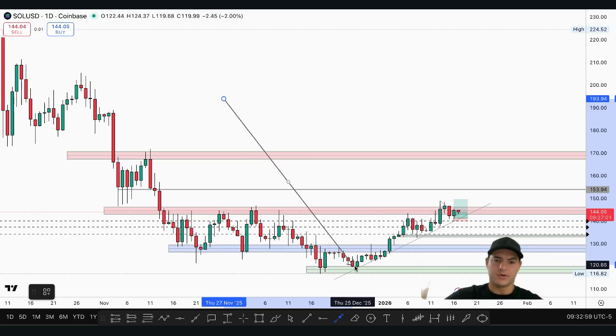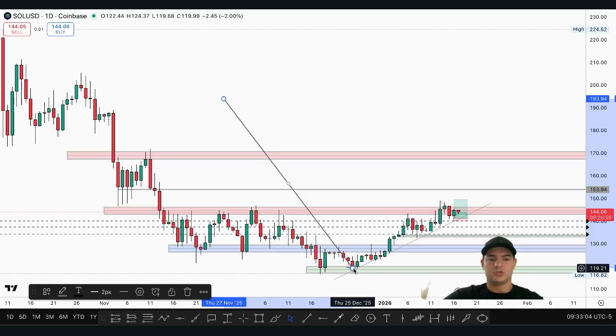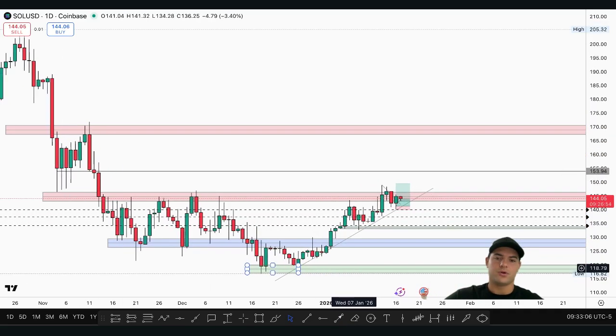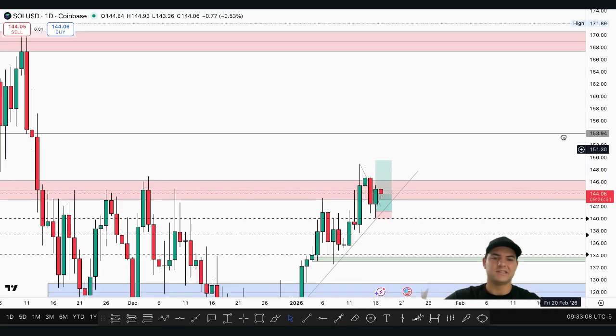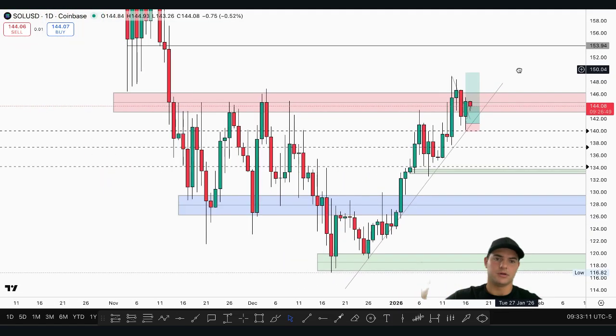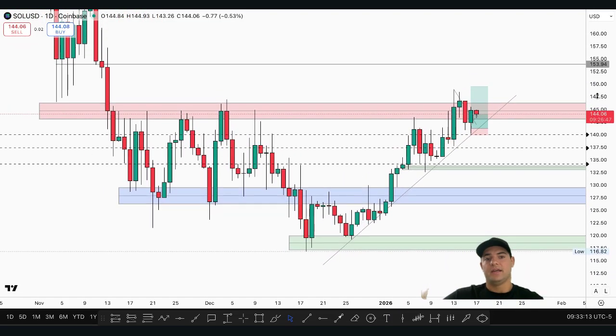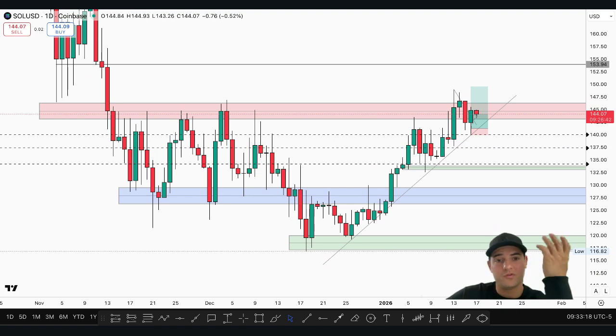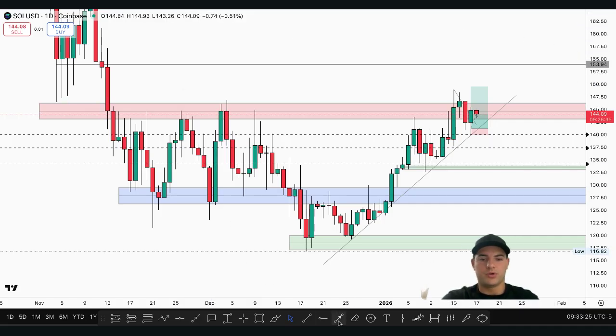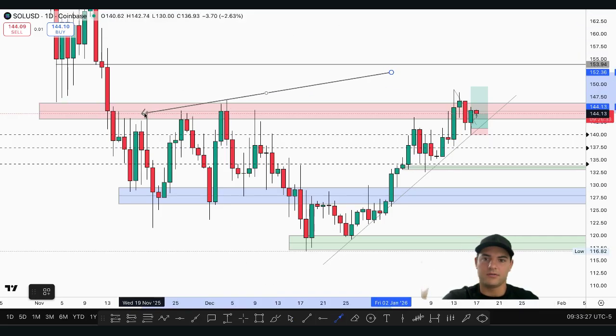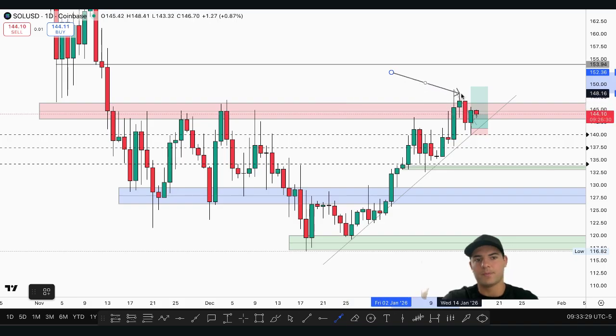Then we rejected right here again, and then we made a retest on the demand. So I was looking to see a better opportunity, right? I just didn't want to enter a trade and then have it reverse on me. So I decided to enter after we would break this level right here on the left. So we finally broke this level, and then I added one.